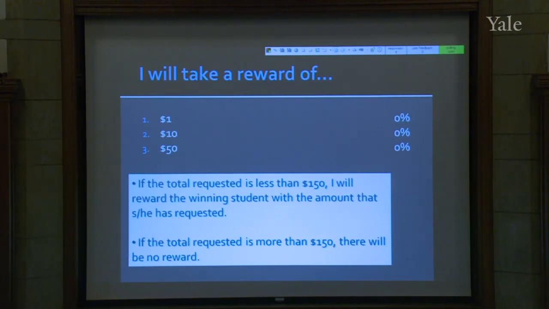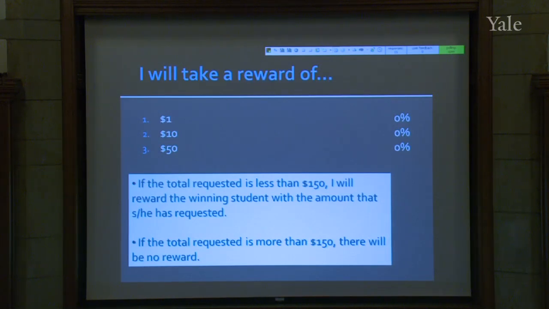There's a name on this list. There's roughly 100 clickers. You have a 1 in 100 chance of $50 if you choose 3. But here's the deal. If the total requested is less than $150, I'll reward the winning student with the amount that he or she has requested, but if the total requested, and I will say I thought there would be more clickers than there are. This is a riskier game than I meant myself to be playing, but we will see.